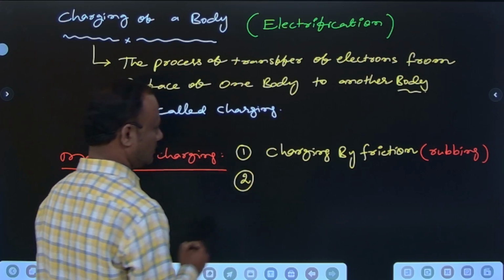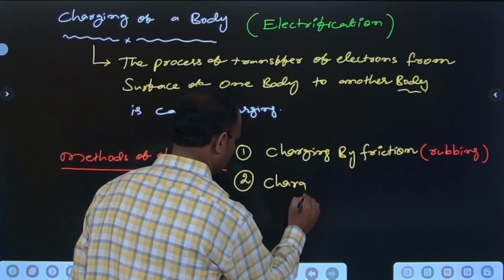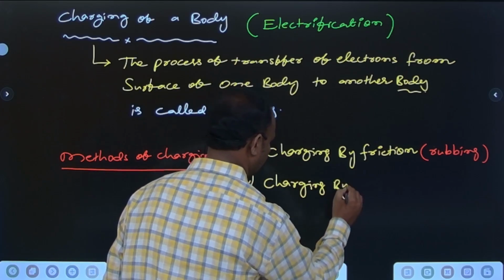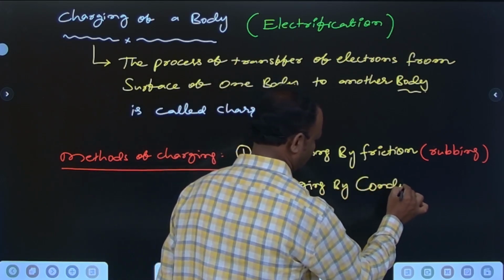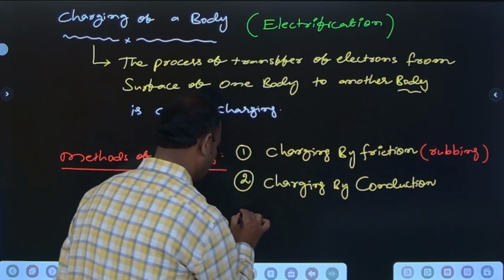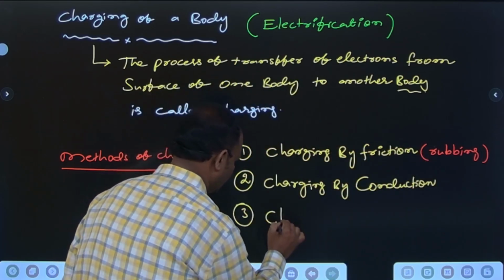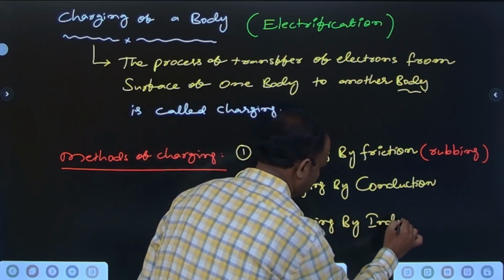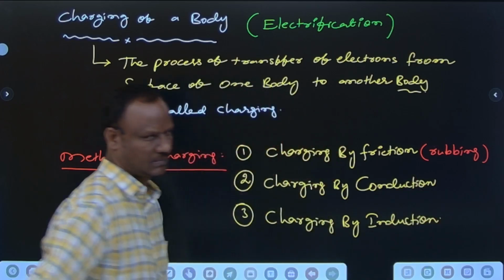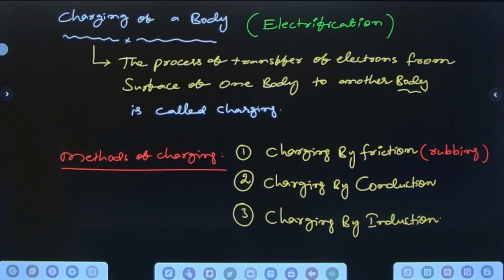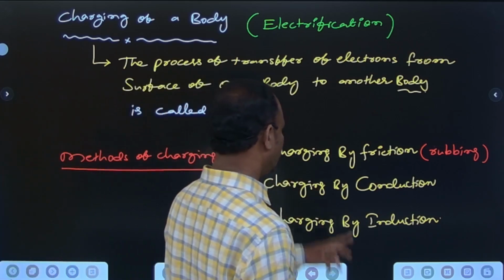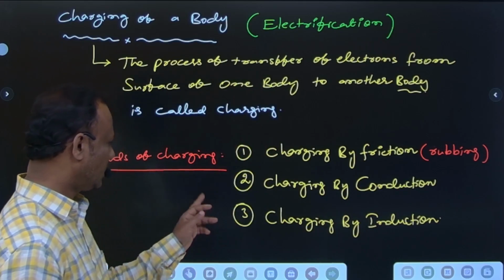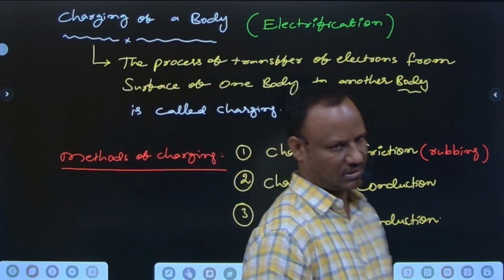The second one is charging by conduction. The third one is charging by induction. So these are the cases. The methods of charging of a body are charging by friction, that is rubbing, charging by conduction, and charging by induction.